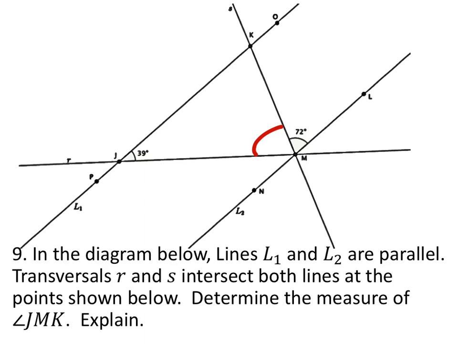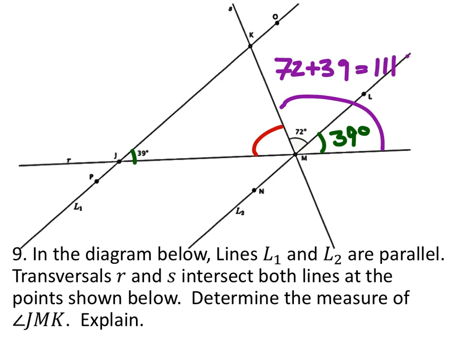Here's what we know: line 1 and line 2 are parallel, so this angle at 39 degrees would be the same as this angle at 39 degrees, because they are corresponding. Okay, if that's 39 degrees, then this whole angle right here in purple would be the 72 degree angle plus the 39 degree angle, which appears to be 111 degrees.